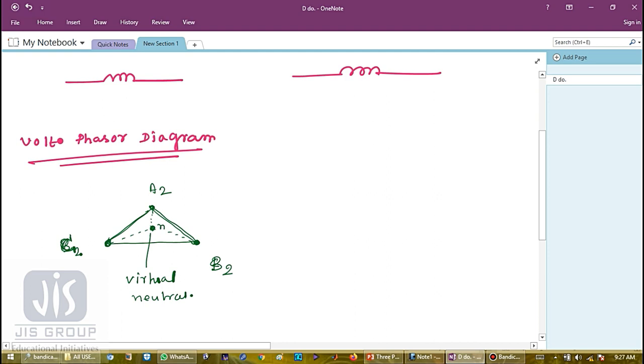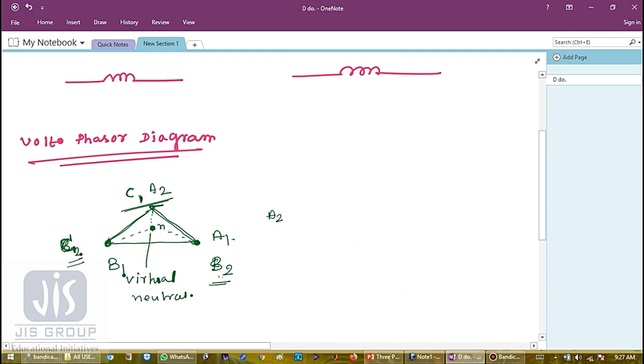So look, if this is A2, this is B2, so another terminal will be A1. This is B2, another terminal will be B1. This is C2, another terminal will be C1. Here also you can take A1. So both are same. So now see, A2 C1 is connected.